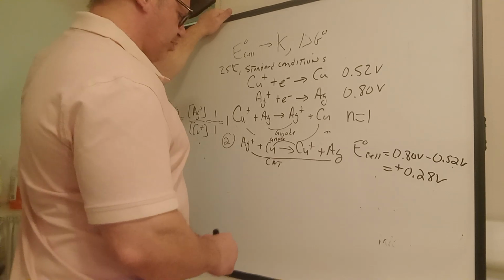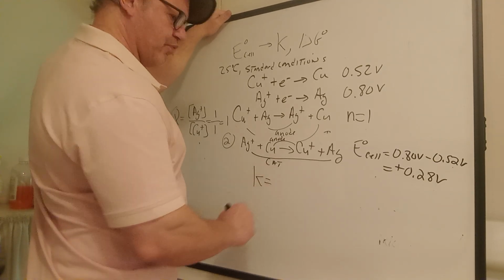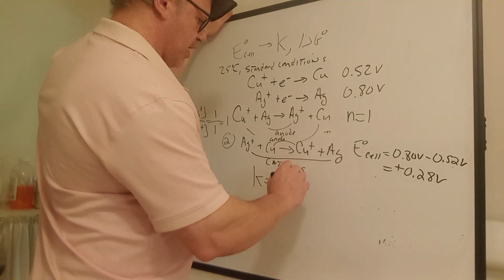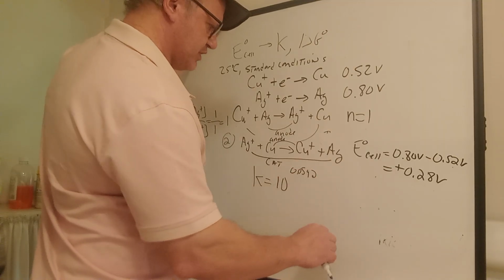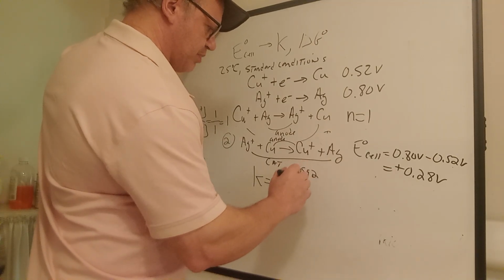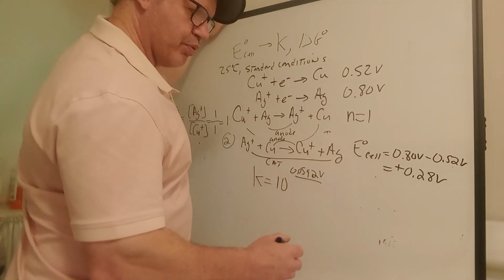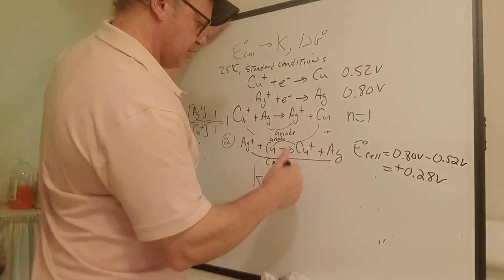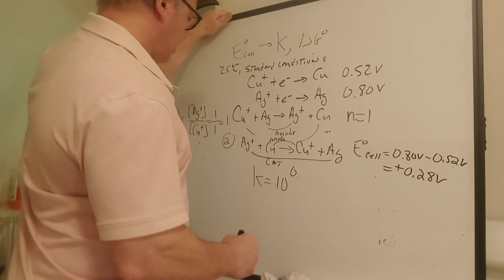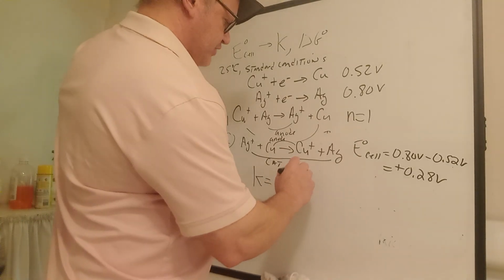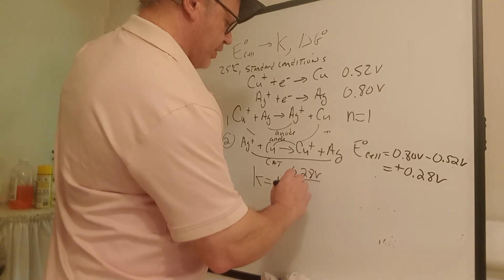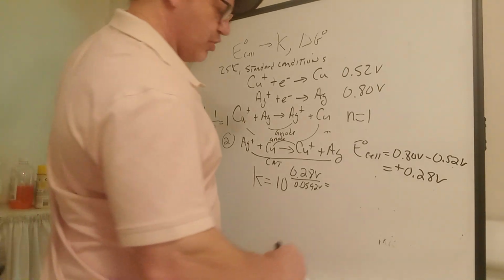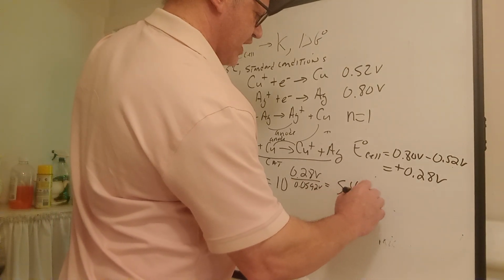To calculate the equilibrium constant for it, we do the same thing we did before, except now when we solve for K, 0.0592. I always get the numbers mixed up here. Volts divided by what? I got that backwards. It's going to be the E naught cell in the top, right? So it's a positive 0.28 volts divided by 0.0592 volts. There you go. I knew something was wrong there. It has to be a positive number. It's going to be 5.4 times 10 to the 4, right?